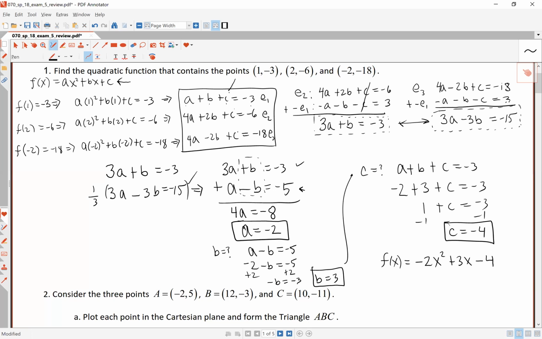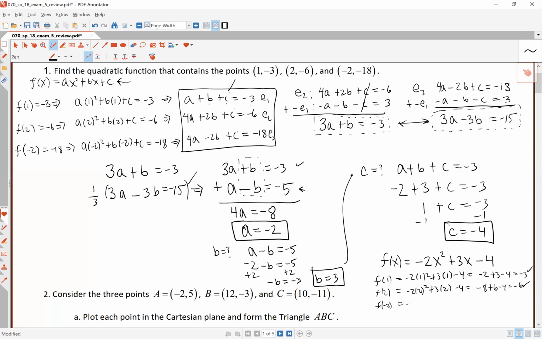That should be my answer, but I just want to check. F of 1 is negative 2 times 1 squared plus 3 times 1 minus 4. That's negative 2 plus 3 minus 4, which is negative 3. Check. F of 2 should be negative 6, and that's negative 2 times 2 squared plus 3 times 2 minus 4, which is 4 times negative 2, negative 8, plus 6 minus 4, which is negative 6.